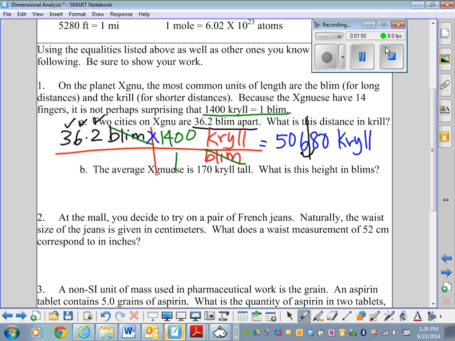Please remember that. So what will this number become if I have to report the correct number of sig figs? Will it become that? Yes. Does it make sense? Right? Yes. Okay, now, do you want to try the next one? Do you want to try it yourself? Yes. 170 krill.